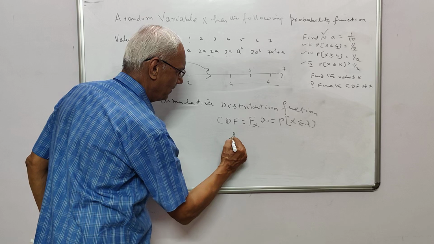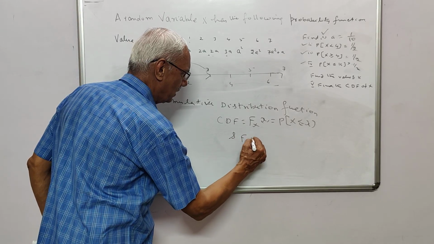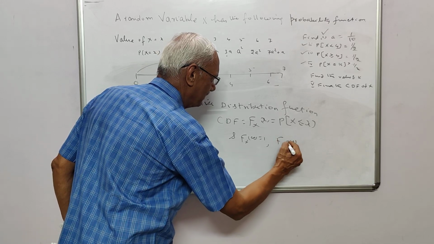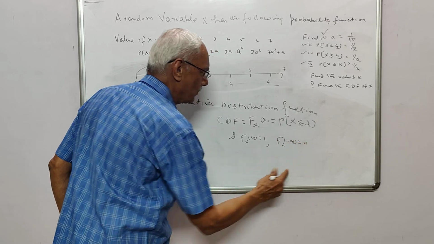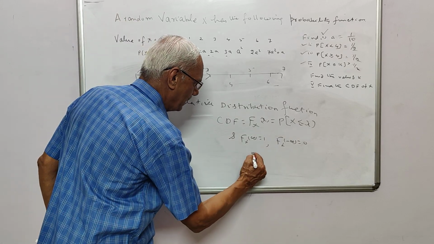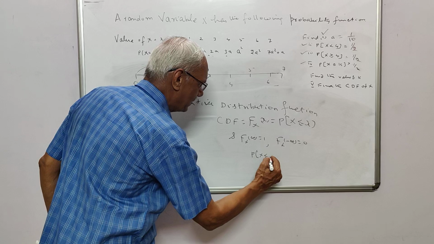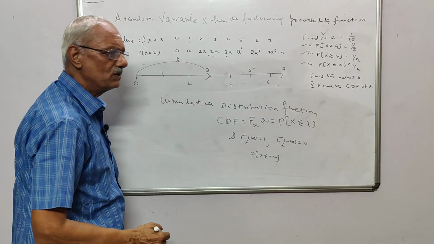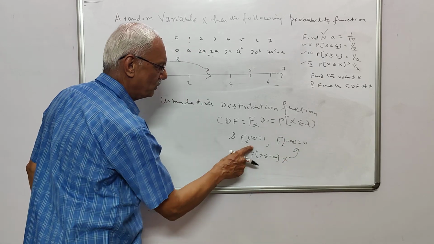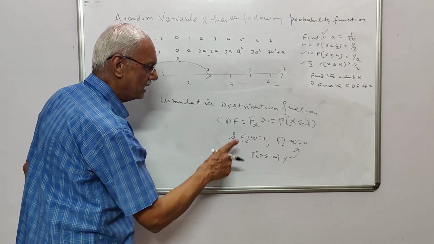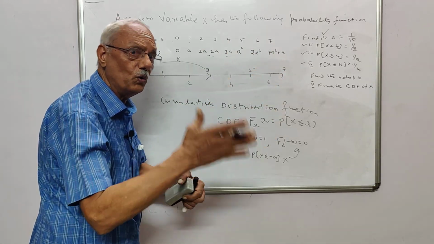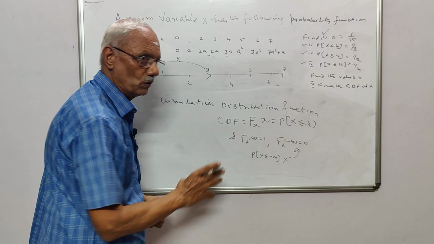And very simple things I will tell you. Fx of infinity is equal to 1. Fx of minus infinity is equal to 0. Minus infinity means, understand what is the meaning of this? P of x is less than or equal to minus infinity. And you see that the probability can never be negative. Therefore, this is 0. But if you take Fx of infinity, it is going up, cumulative up to infinity. So this will always be equal to 1.